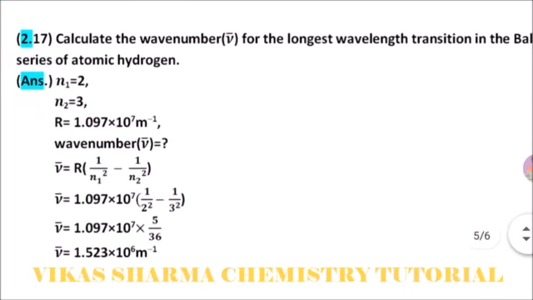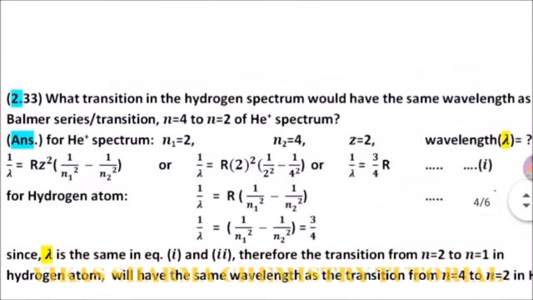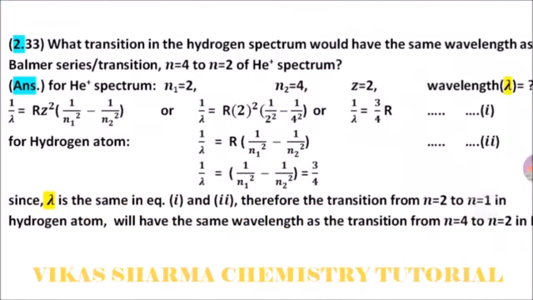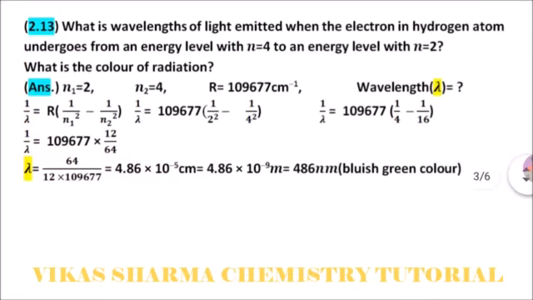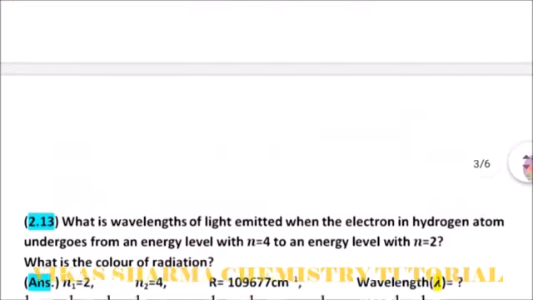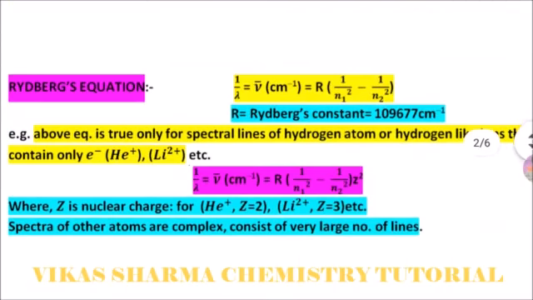In question number 2.17, only the wave number is asked. In question number 2.33, we summarize the two equations and the transition is asked, which is equal to the helium ion, so you can solve this question. Next is 2.13. In this question, by the Rydberg equation, the wavelength of a particular transition is asked. You can solve this type, and this is the Rydberg equation.